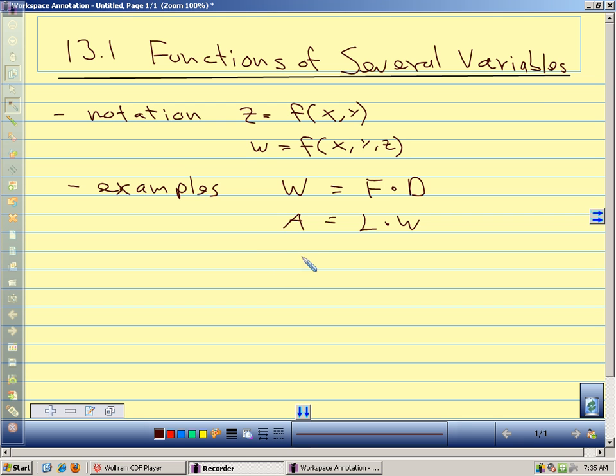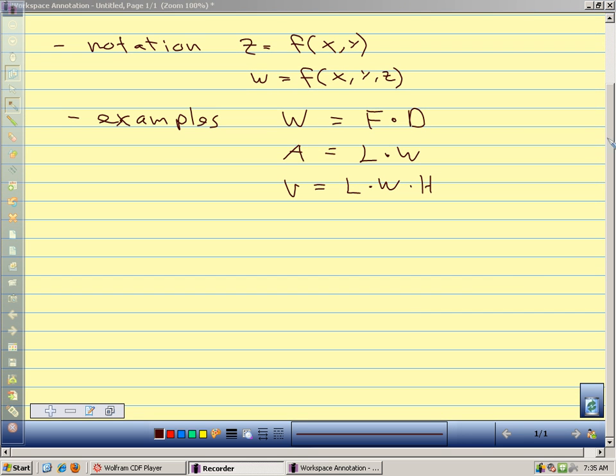Volume is length times width times height. So that would be a three-variable function. Volume of a solid is a function of three variables. So these are some examples that we've worked with. We haven't necessarily done the type of analysis that we're going to do with these, but these are ones that we're familiar with. We can combine functions of several variables just like we do single variable functions.